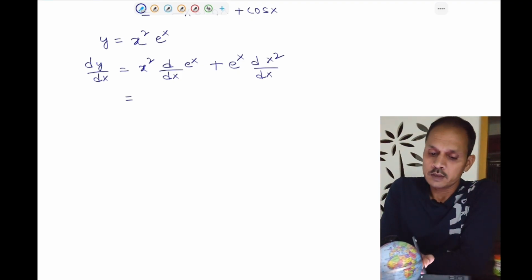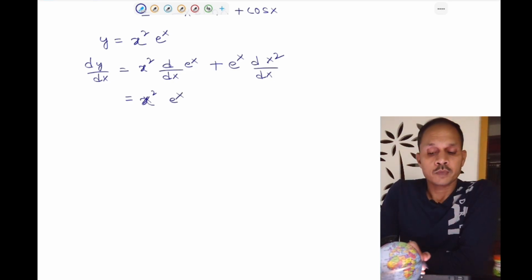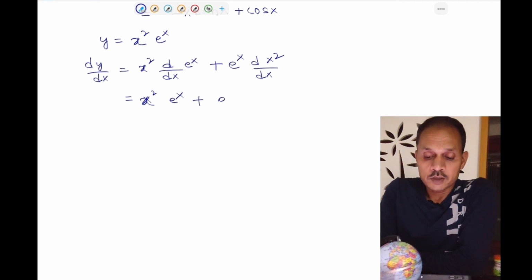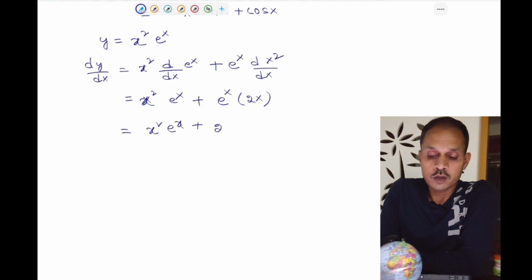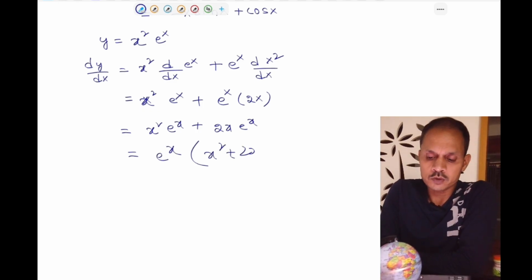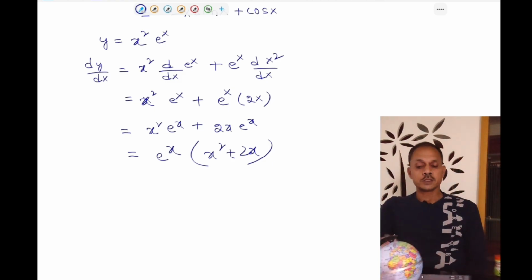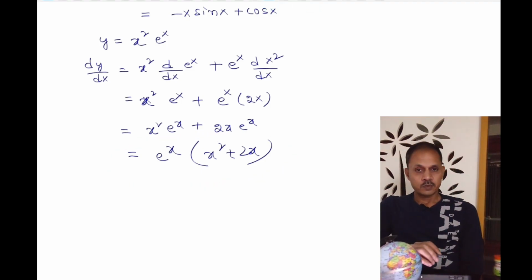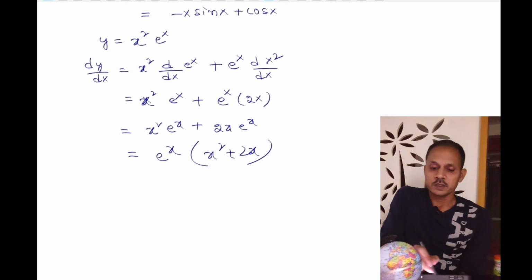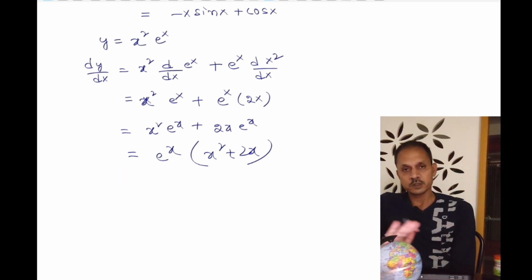Next step, x square into d by dx of e power x is e power x only, plus e power x into d by dx of x square is 2x. So totally the answer is x square e power x plus 2x e power x, or you can also write e power x common, x square plus 2x. This is the answer. Is it clear? Right? That's all. So it is very simple when there is multiplication of two functions.